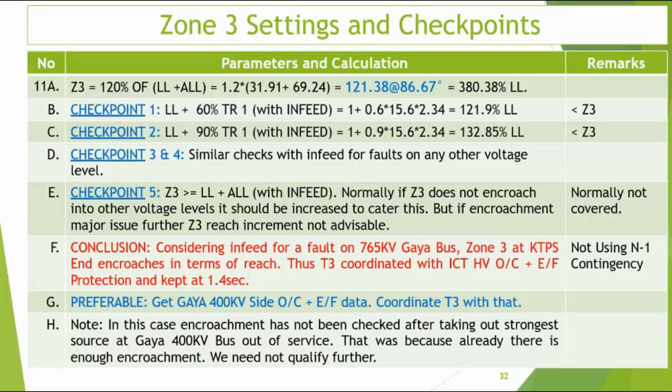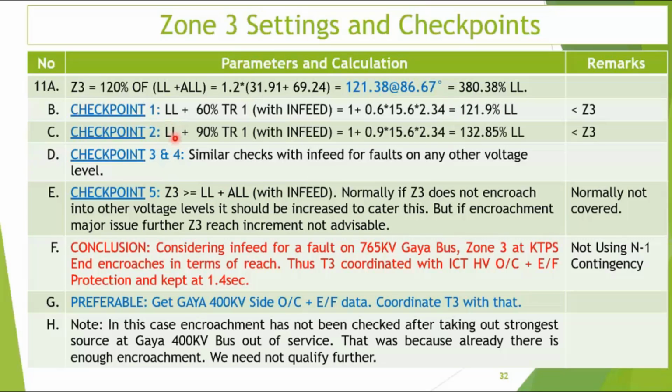In this particular case, it will be impossible to operate, because if we increase the zone, we have already taken 380. So this check was not done, because already our zone 3 was encroaching into our 765 kV voltage level. So we will not increase this further. This is the down part of it. This is where we decrease the zone 3. This is where we increase the zone 3. If it is not satisfied, we need to increase zone 3.